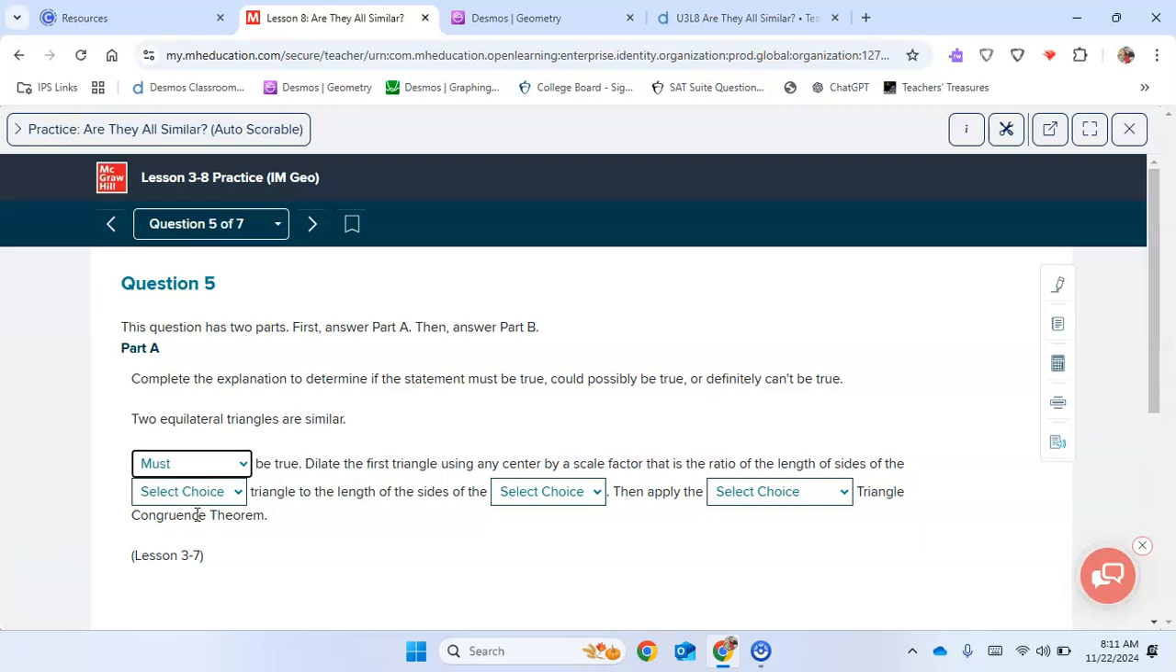Dilate the first triangle using any center by scale factor that is the ratio of the lengths of sides of the second triangle to the lengths of the sides of the first. Second divided by first to find the scale factor. Then apply the blank triangle congruence theorem. If they're similar, all the angles are congruent, and the dilation proved that one of the sides between 2 of the angles are congruent. So that would be angle side angle.